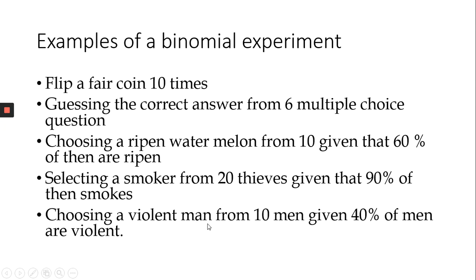Choosing a violent man from 10 men, given 40% of men are violent. I think the same explanation makes it binomial. So what I want you to do is think of many examples that constitute a binomial experiment.